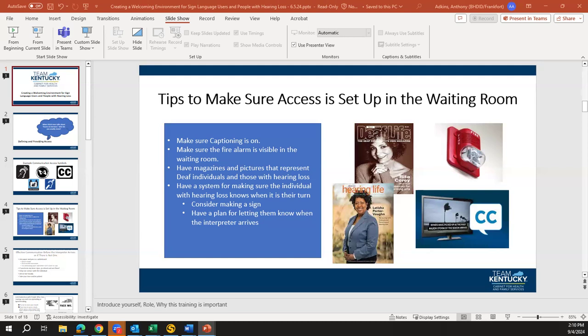Also, when a person is there and they have to wait to be called to see their provider, it would be great to let them know, okay, we will come and get you when they're calling your name, so that the person knows, okay, it's my turn. Also, if there is an interpreter there, please make sure that the person is told that the interpreter is there and is available.